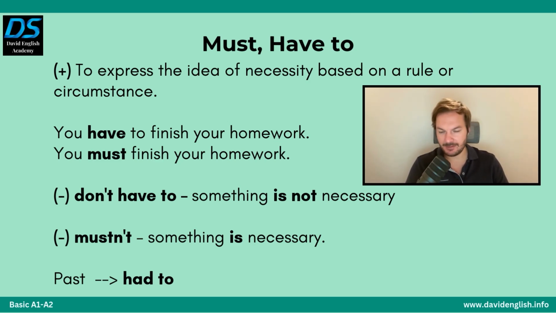Must and have to express the idea of necessity based on a rule or circumstance. You have to finish your homework. You must finish your homework. Don't have to is something that is not necessary. Mustn't is something that is necessary. For the past form of must and have to, it's going to be had to.